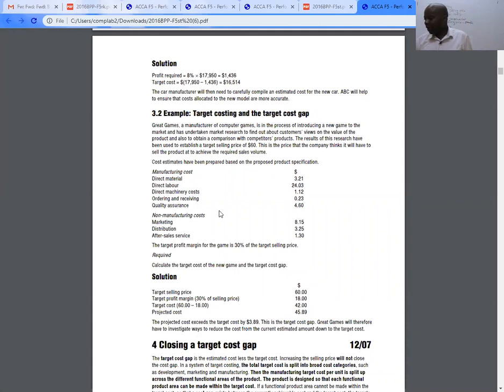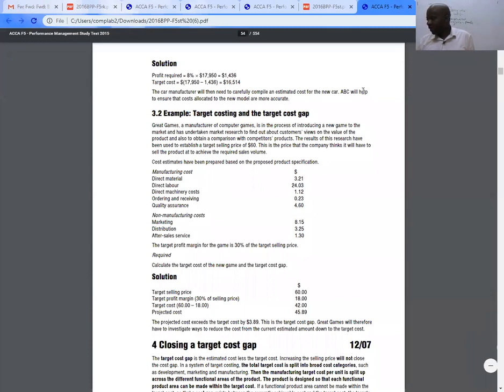Great. So, ladies and gentlemen, I would want us to look at this particular question on target costing. I would want to know whether you are able to see my book. Are you able to see my screen? Yeah, thank you very much.